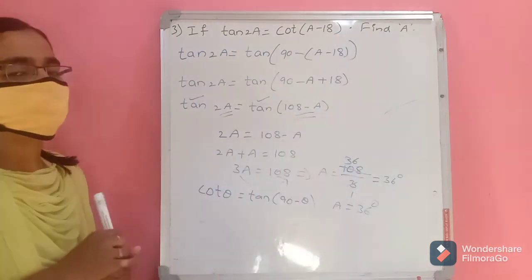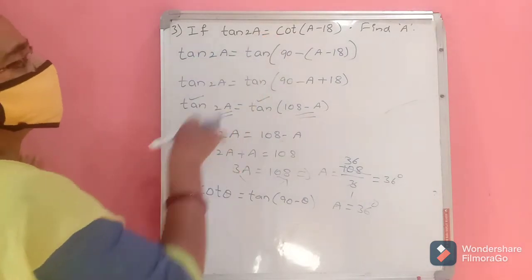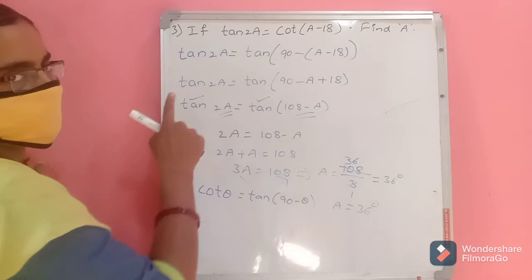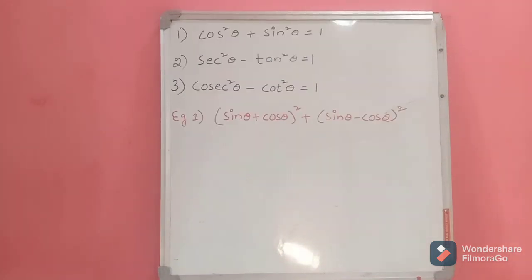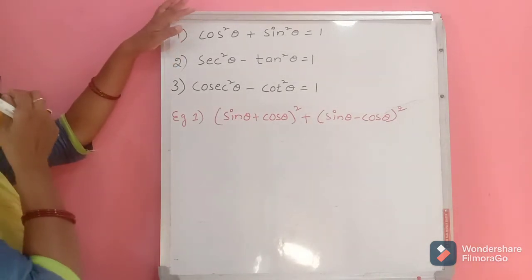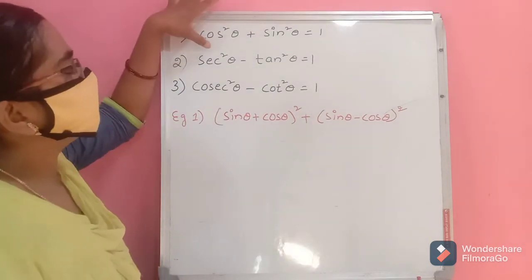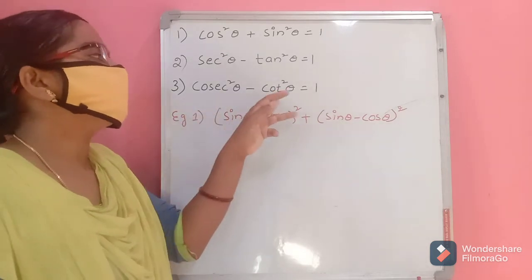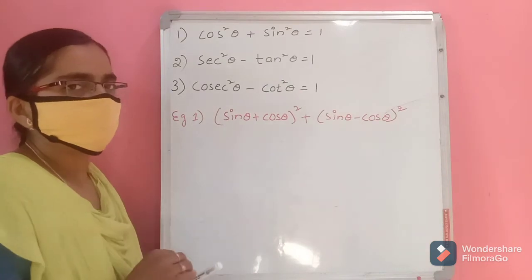Find a like this. So they have given cot value that we turn into tan. Then only we can write these two angles are equal. That's why we turn that cot into tan. In trigonometry we get more formulas. So here again we have 3 formulas. Cos square theta plus sin square theta is equal to 1. Sec square theta minus tan square theta is equal to 1. Cosec square theta minus cot square theta is equal to 1. So these also you have to learn.